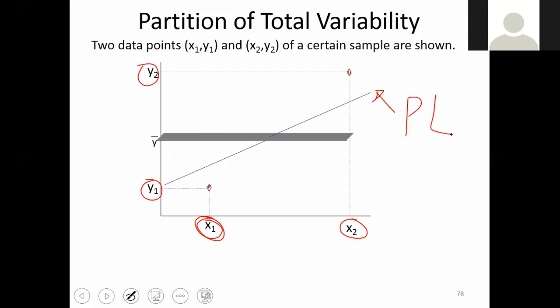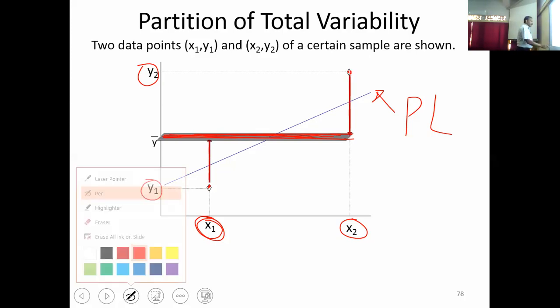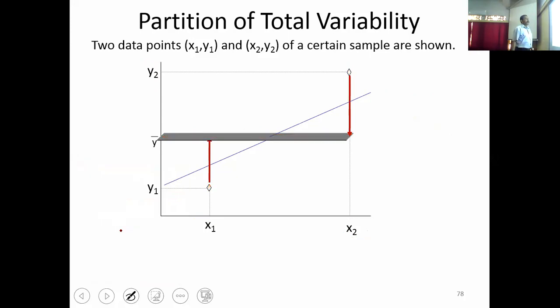Now we take the overall average yield. This flat line is what we call the overall average yield for an experiment. I'm taking only 2 points. The first point is below the predicted line, and the second point is above the predicted line, just to show you the difference. That is the total variability that we can explain.